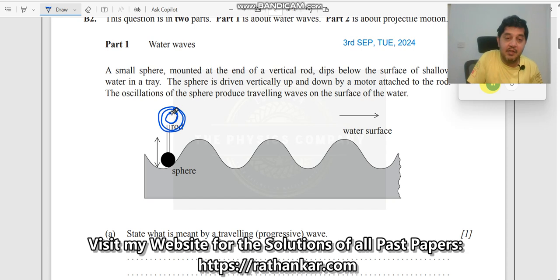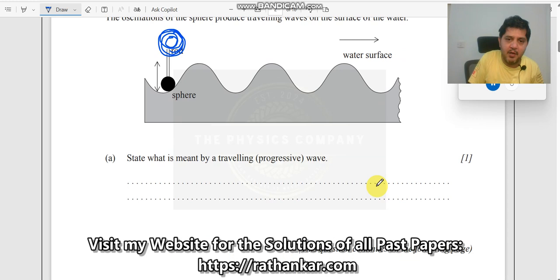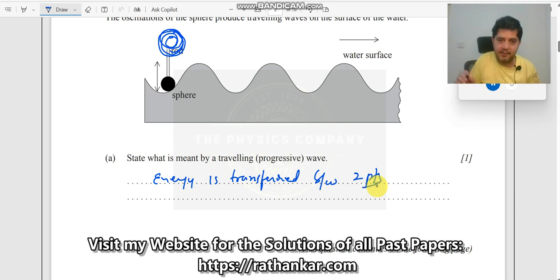So you are keeping a motor so that as the motor starts rotating, the sphere dips up and down, and as a result you are creating a wave using a motor. Now state what is meant by a progressive wave. A progressive wave is nothing but energy transferred between 2 points. This is what you need to write. This gives you 1 mark.